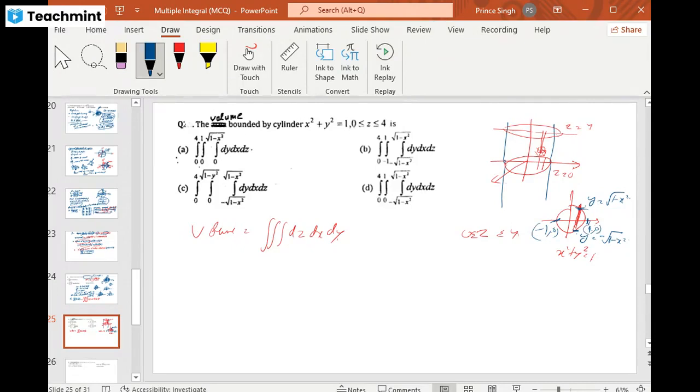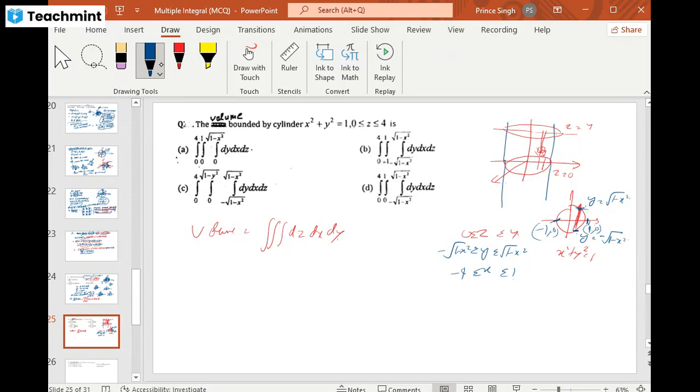So what is the limit of y? Minus square root of 1 minus x square to square root of 1 minus x square. And the limit of x varies from minus 1 to 1. Okay, so the correct answer should be option B. Maybe it is not correctly printed.